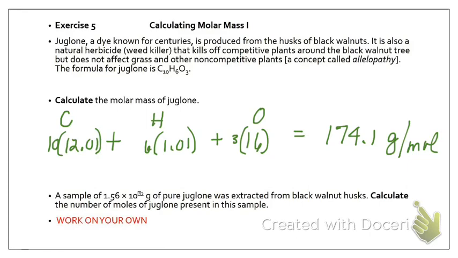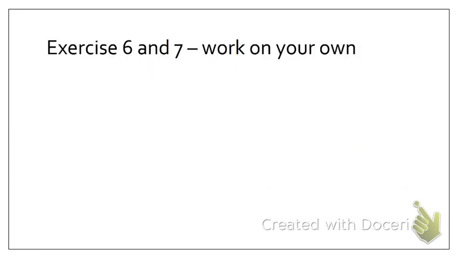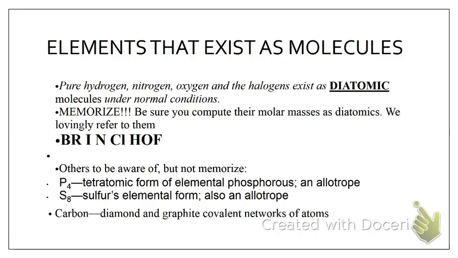Okay. I think that brings us to percent composition. Exercise 6 and 7 are also a work on your own. That's going to take us to elements that exist as diatomics. Diatomic molecules, we know what those are. Brinkelhoff. Yeah, bromine, iodine, nitrogen, chlorine, hydrogen, oxygen, fluorine.